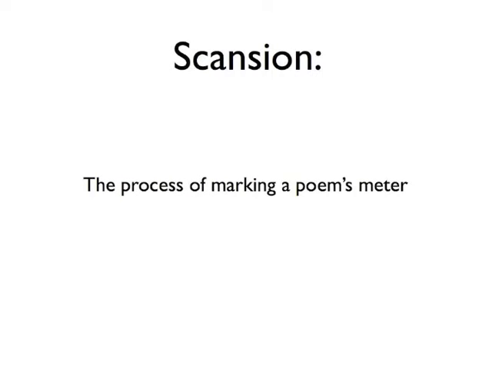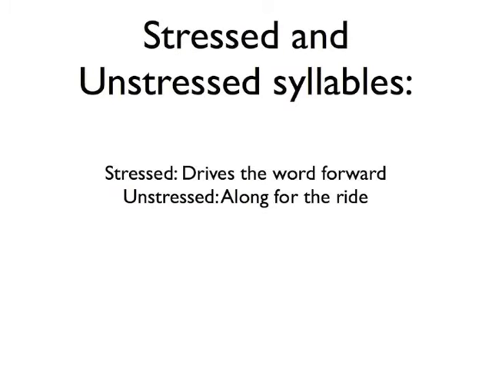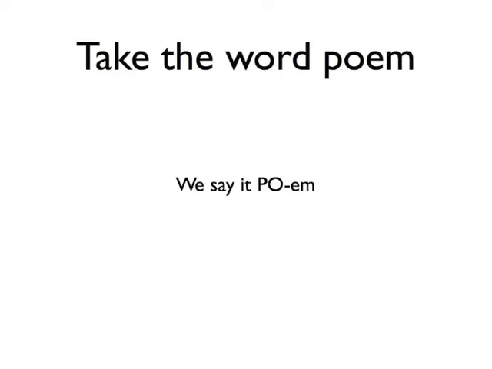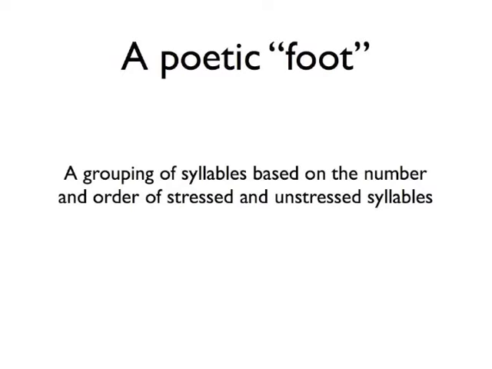When we talk about meter, what we're really talking about is the ratio of stressed syllables to unstressed syllables in a line. A stressed syllable is a syllable that drives the word forward, whereas an unstressed syllable is just sort of along for the ride. In the word poem, for example, po is stressed and m is unstressed. In poetry written in English, we generally group syllables together as feet, and classify them based on the number of syllables in a foot and the order of the stressed and unstressed syllables.